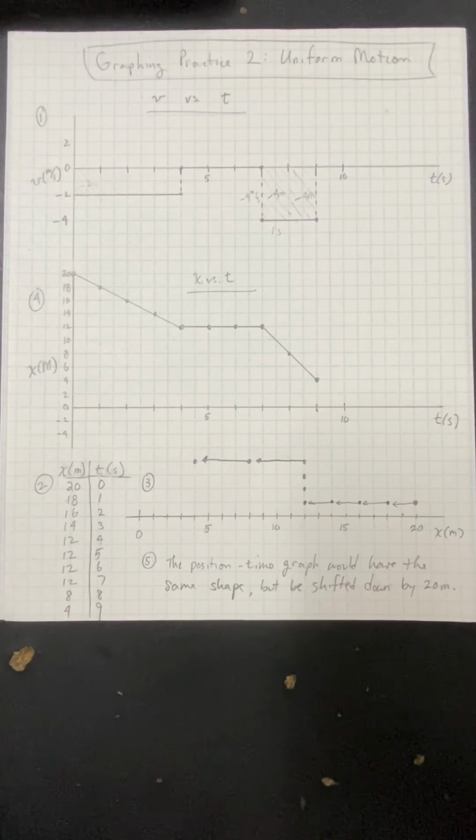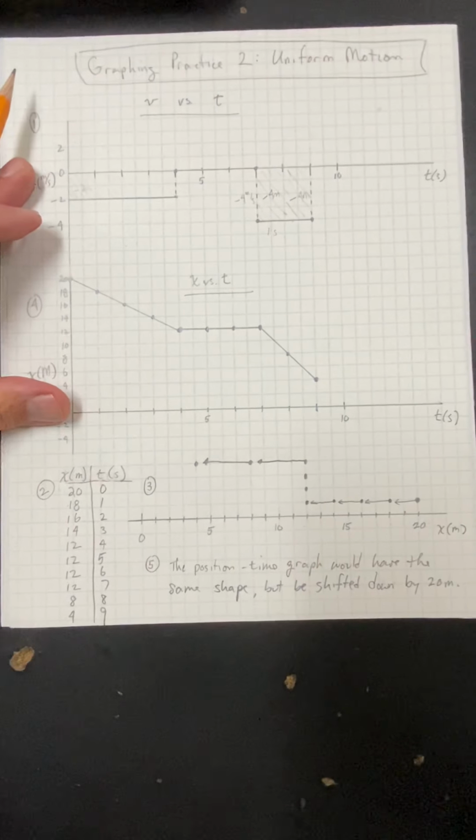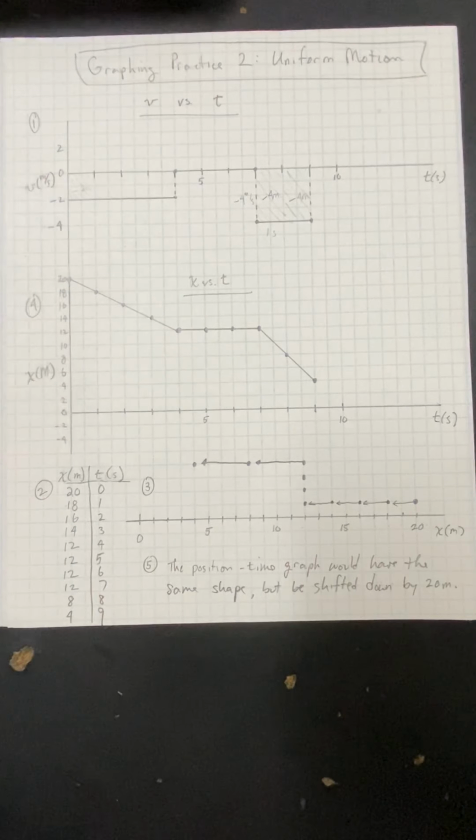Now, this whole concept of negative area might be strange to you, but we're taking a negative velocity and multiplying it by a positive time. So it truly is a negative area. Strange, but true. So this should have allowed you to make this position time table.